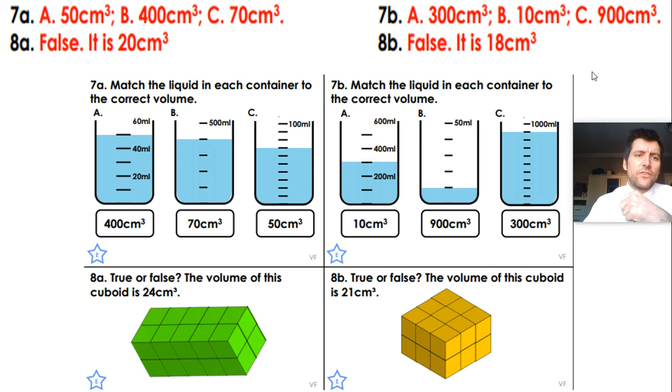True or false? It's false because it's 10 times 2 times 2. It's 5 times 2 times 2. So 5 times 2 is 10. 10 times 2 is 20. It's false because it's 3 times 3, which is 9 times 2. So 3 times 3, 9 times 2, which is 18.